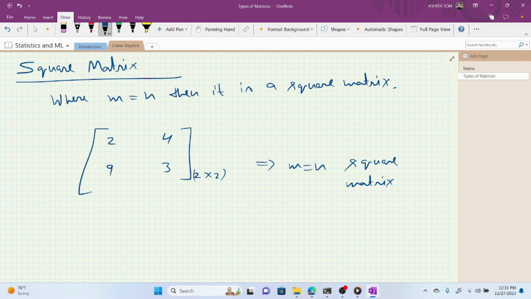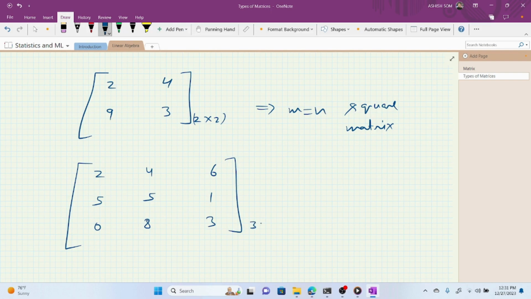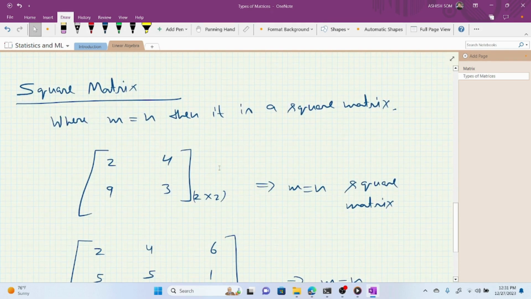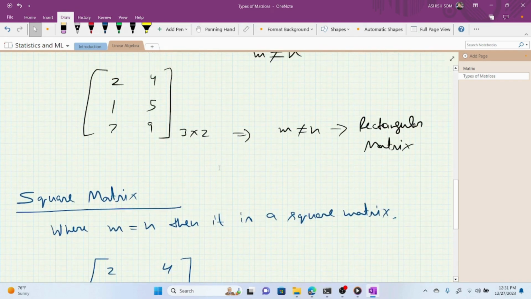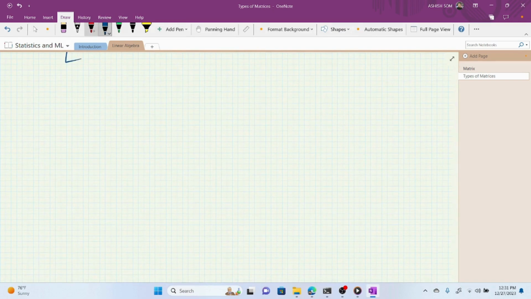Fine. Now if I have a 3 by 3 matrix, for example, let's say 2 4 6, maybe 5 5 1, maybe 0 8 3. Now here we can say it is a 3 by 3 matrix. So it is also following the condition m equal to n. Then yes, it is a square matrix also. So whenever the number of rows is equal to the number of columns, we call it a square matrix. Fine. Now the third matrix that we have is the diagonal matrix, my friends.